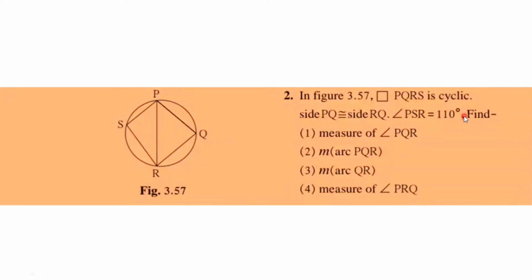The second question is, quadrilateral PQRS is a cyclic quadrilateral. It's given that side PQ is congruent to side RQ, so these two sides are congruent. Angle PSR is 110 degree. And from this we have to find the measure of angle PQR.